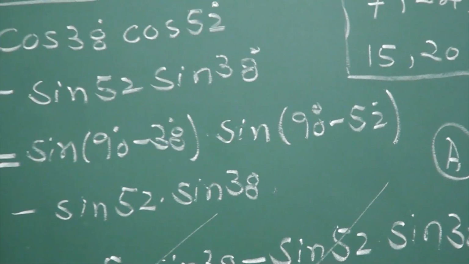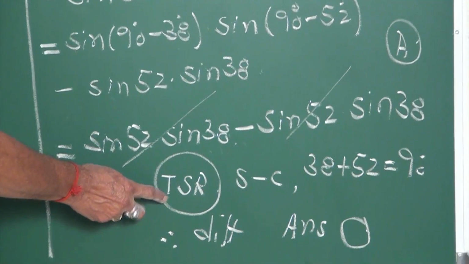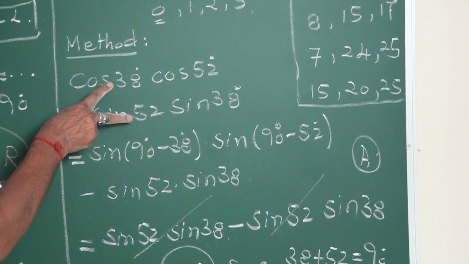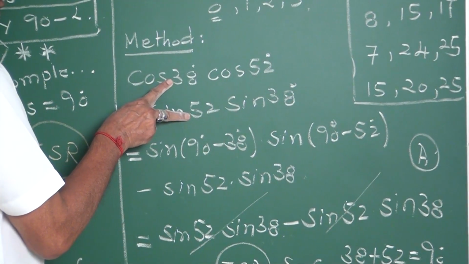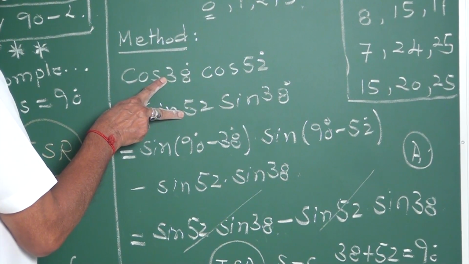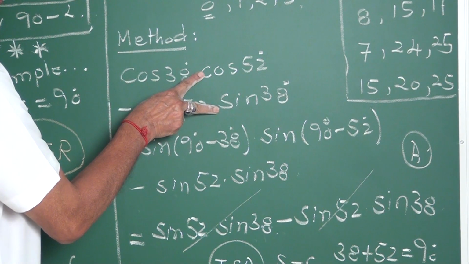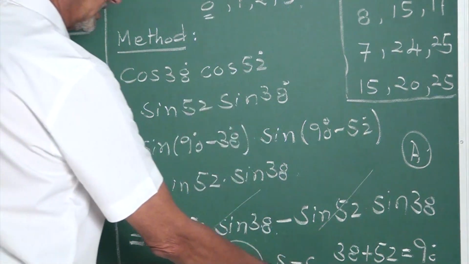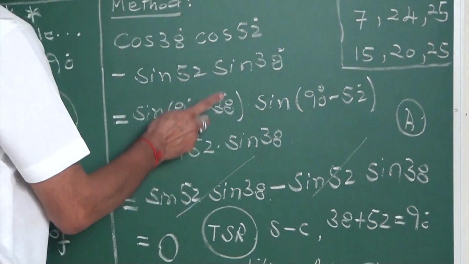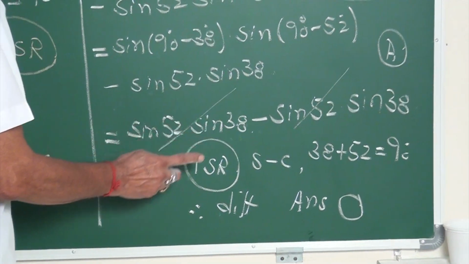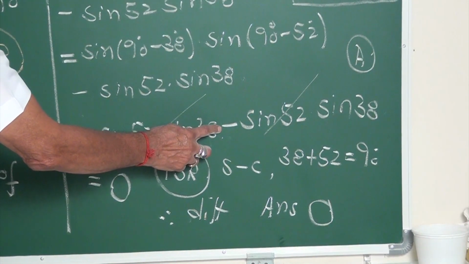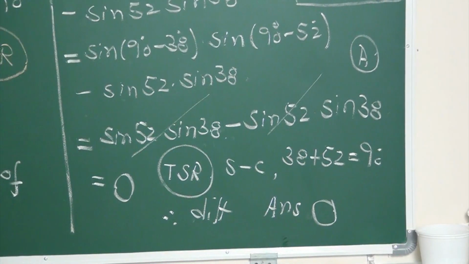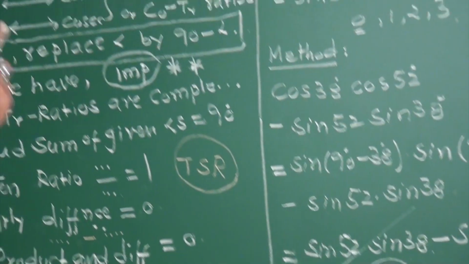The same thing you can do with the time-saving result. Sine and cos, co-trigonometric ratios. What about the sum of the angles? 38 plus 52 is 90. Cos and sine, again complementary. The sum is 90 degrees. Therefore, directly the difference. Which difference, my friend? This difference says the answer is here.